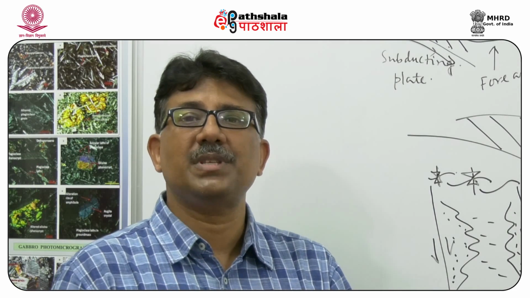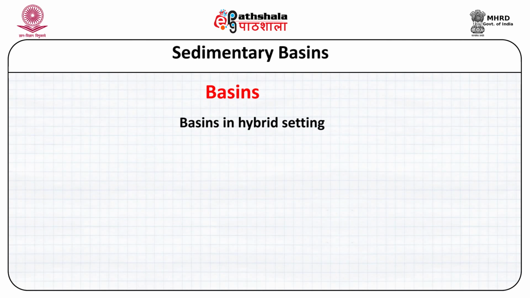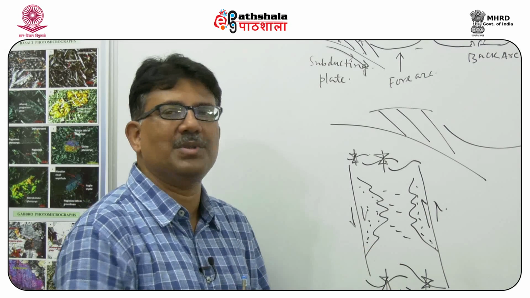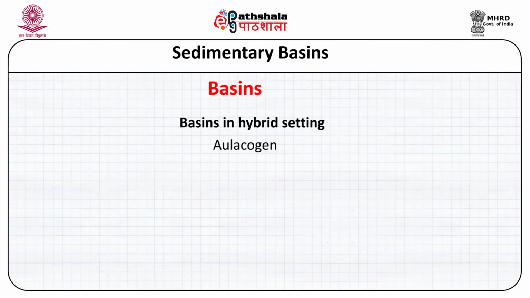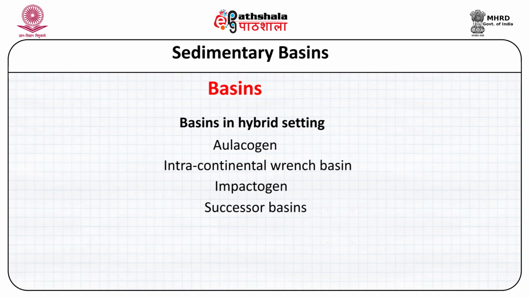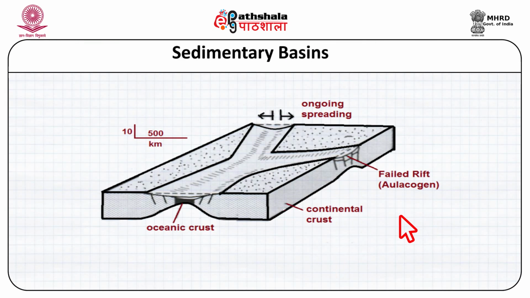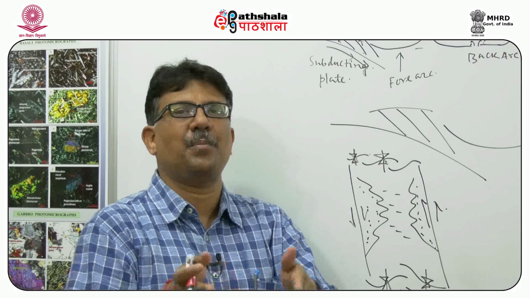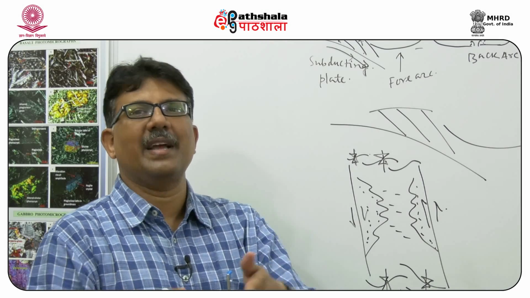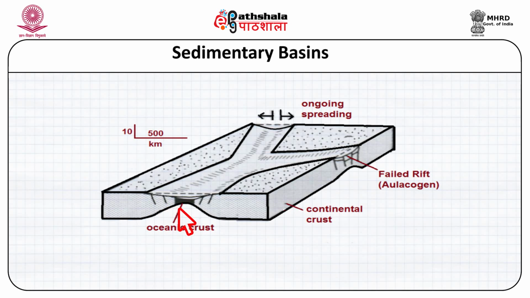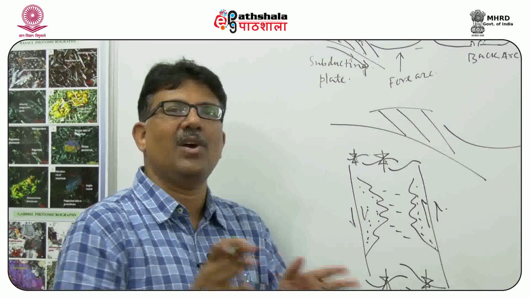Now there are some basins which are hybrid in nature, and hybrid basins are of different types. We can have a aulacogen, which is a hybrid basin. We can also have the intercontinental range basin, the impactogen basin, and then the successor basin. An aulacogen is a failed rift: of the triple junction, two limbs opened in the form of an open basin, but the other limb could not open. Our Gulf of Cambay is a classic example of an aulacogen. It is more spread out and wide towards the sea and becomes narrow towards the continent. That is the situation in an aulacogen.